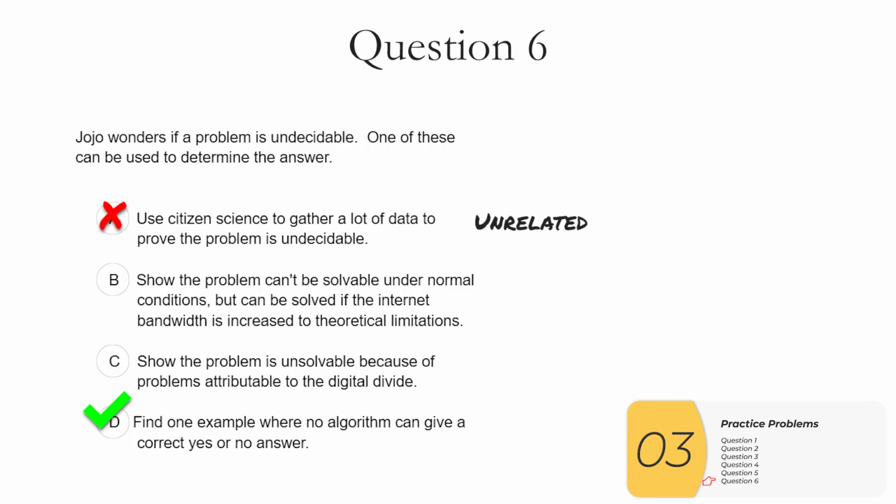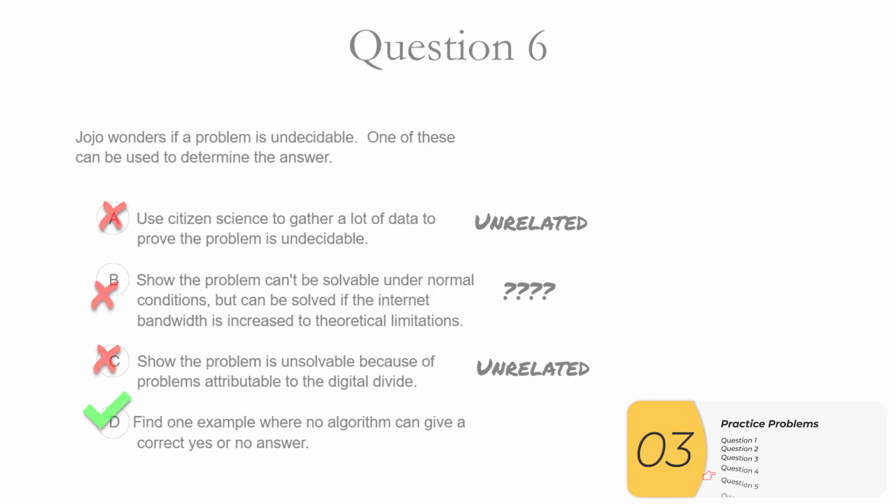A. Use citizen science to gather a lot of data to prove the problem is undecidable. So citizen science is a topic on the AP CSP exam, but it has nothing to do with this problem. So it's not that. B. Show the problem can't be solvable under normal conditions, but can be solved if the internet bandwidth is increased to theoretical limitations. That's just a bunch of jargon, mumbo jumbo. You should ignore that. AP all the time will try to distract you with this kind of stuff. You gotta ignore. C. Show the problem is unsolvable because of problems attributable to the digital divide. So the digital divide, again, is a topic on the AP CSP exam, but it has nothing to do with undecidable problems. So we're going to ignore that one again.